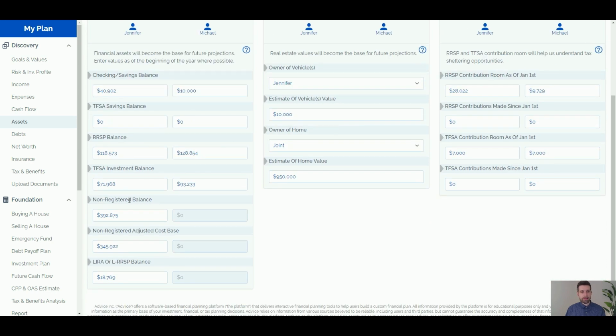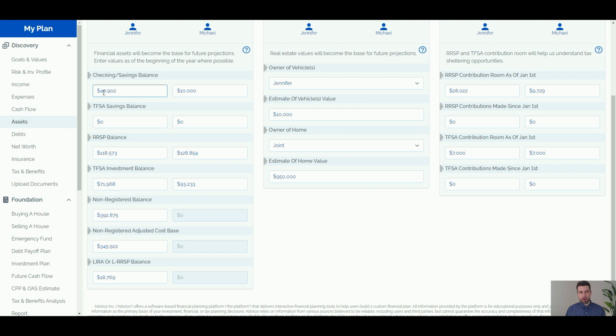Now, in terms of financial assets, it is driven by your profile. So you'll see Michael here does not have a non-registered account or a locked-in retirement account. So we just have our RSP, and this could be an RSP or a RIF. We've got our TFSA balance, and we've got our LIRA, or it could be a life income fund, a LIF. So interchangeable accounts, essentially.